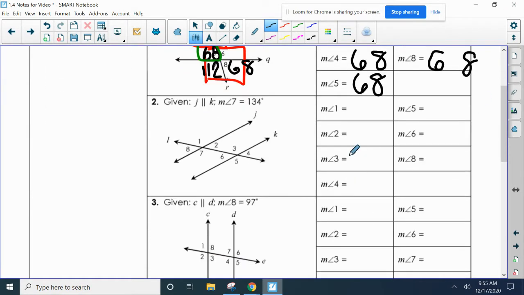All right, so let's look at the second example. They give me 7 is 134. So I feel like I'm going to do a little bit of a shortcut, and we'll see how it goes. I know that 7 that they give me is 134. 1 and 7 are vertical. Vertical angles are congruent. Let's color code this. 134.